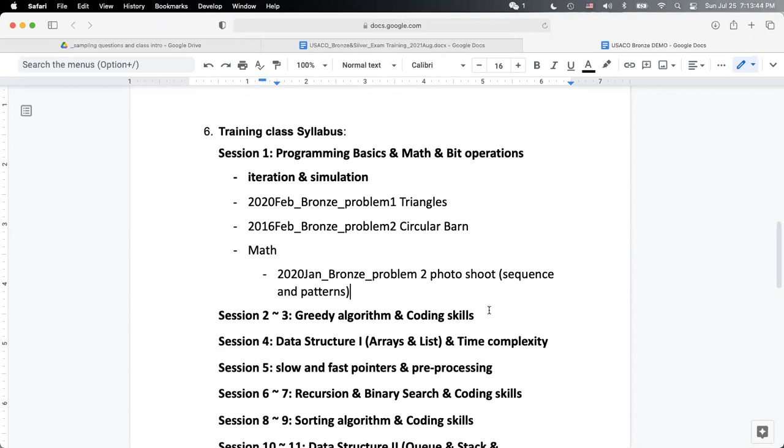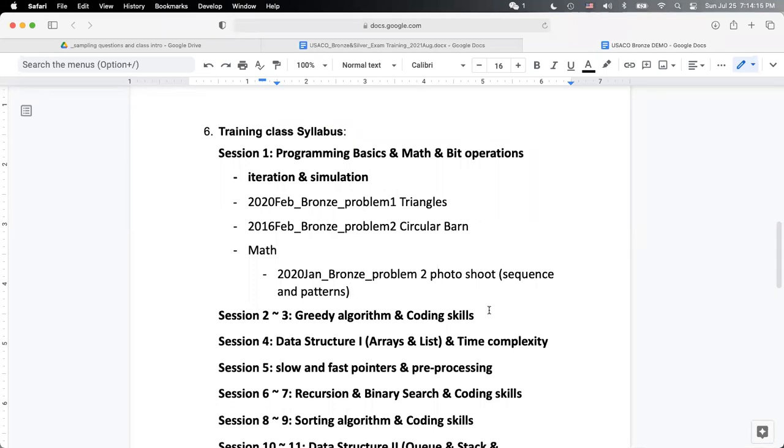And you do understand that USACO Bronze and Silver may share exactly the same questions, but Silver asks questions with a different scale of use cases. So this type of problem in Bronze may be just a starting step for later, even more difficult questions. But again, I also want to include what scope of math topics could show up in the USACO Bronze.